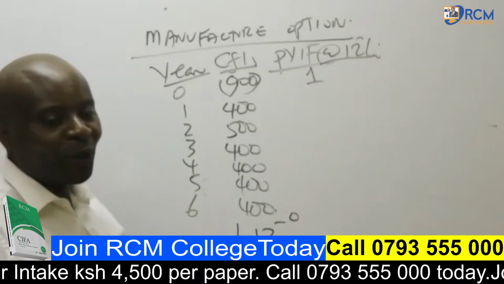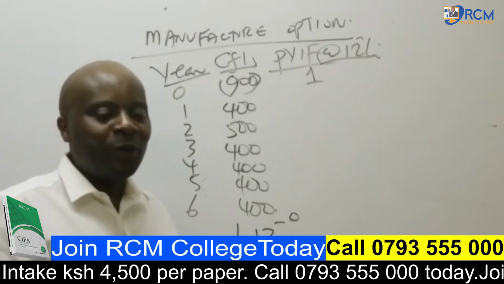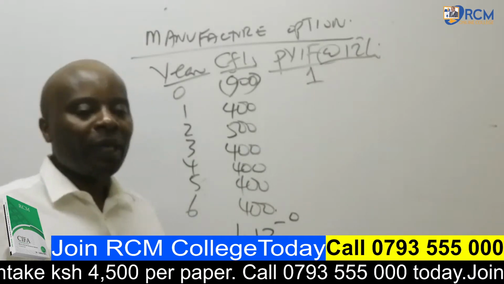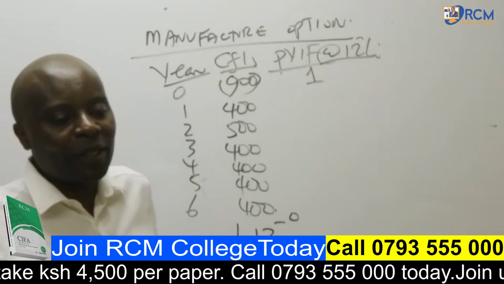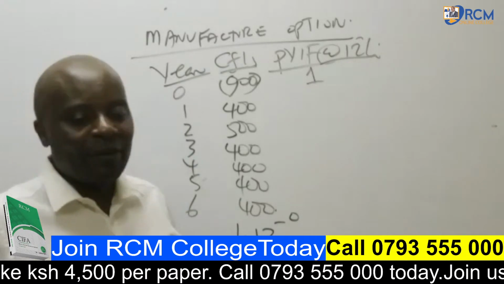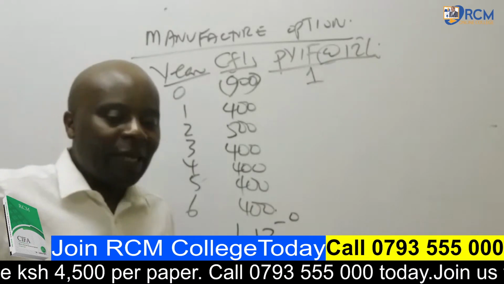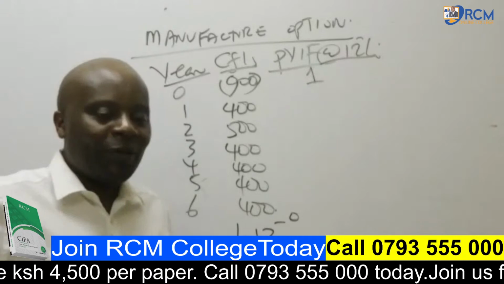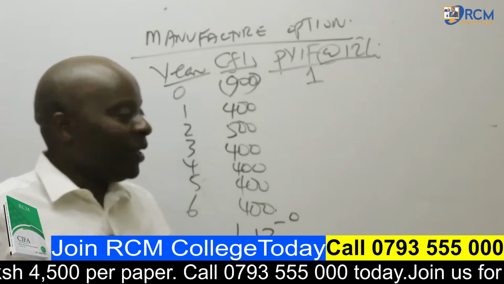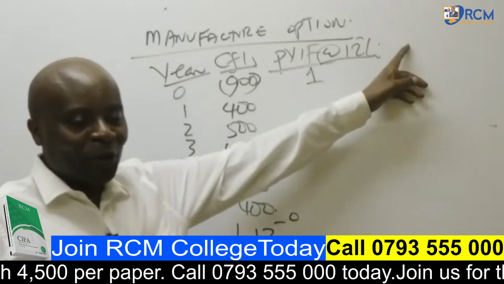End of year one, what do we have? Please give me the figures. Or do you want to give me the present values automatically?